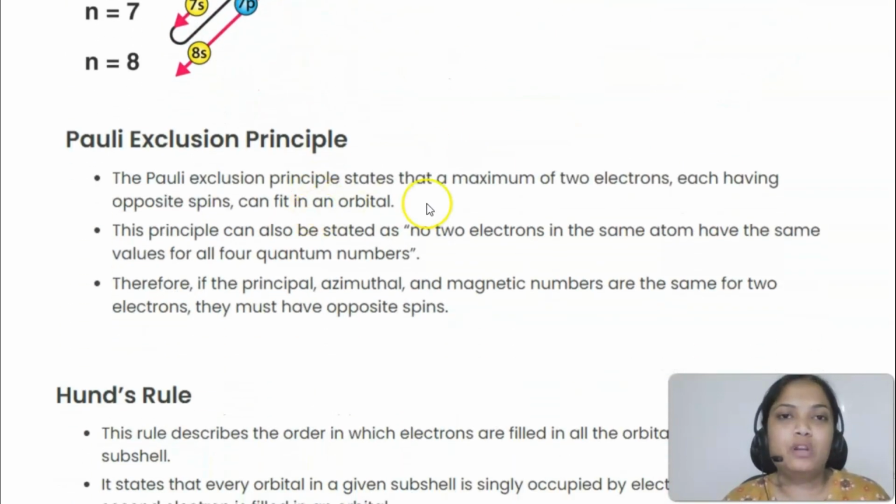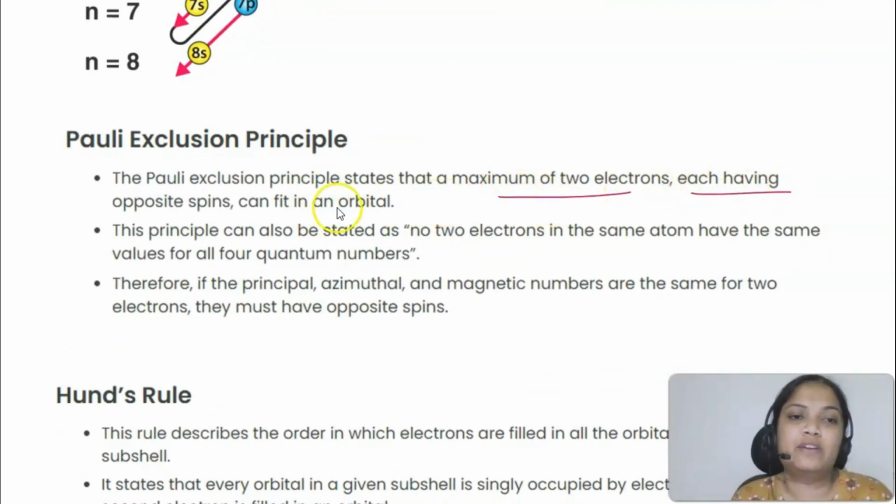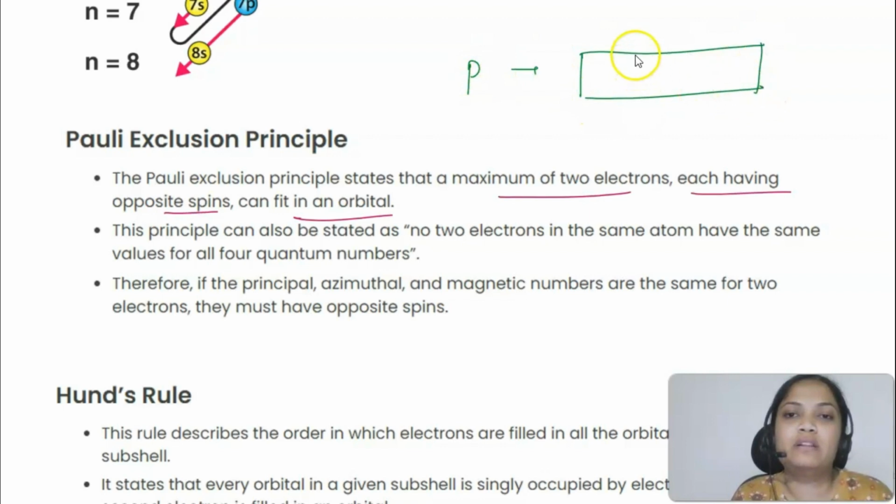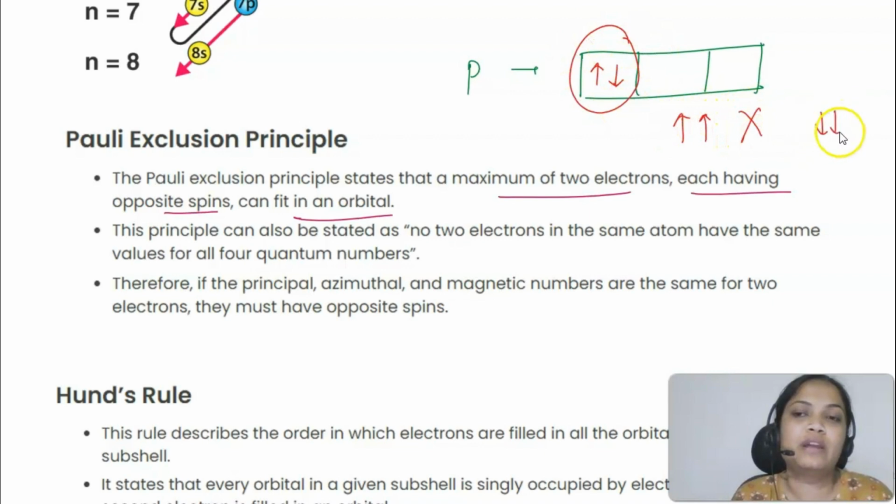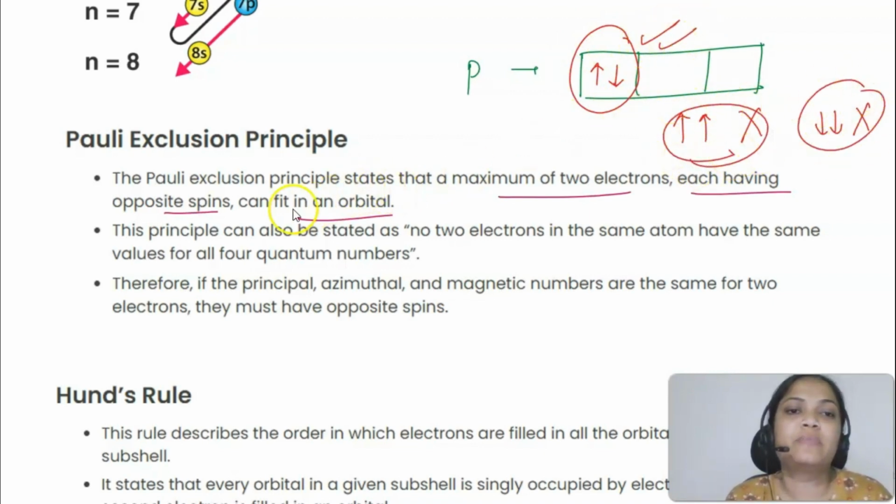After that, we have Pauli's exclusion principle. It states that a maximum of 2 electrons, each having opposite spin, can fit in an orbital. Let's say I have a p subshell. There are 3 orbitals there, px, py, pz. So only 2 electrons can fill in one orbital, and that too having opposite spin. I cannot fill 2 electrons like this or 2 electrons like this. Okay, this is wrong. The correct way is that the spins must be opposite.